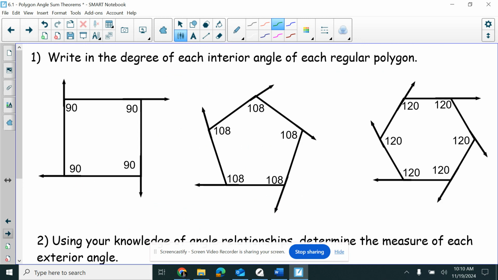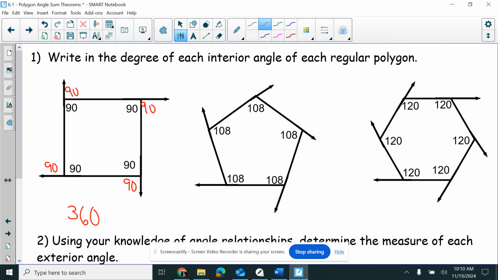We have one more thing to look at, the exterior angles. So exterior angles are angles on the outside of the polygon. So with a quadrilateral, like a square, if all the inside angles are 90, all the exterior angles would be 90. If I add those 4 90-degree angles together, I get 360.